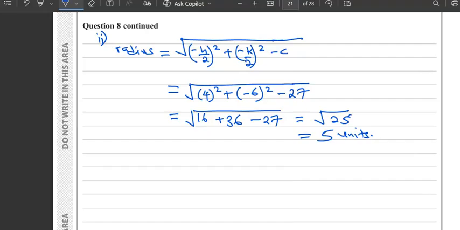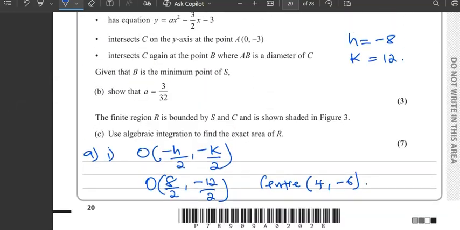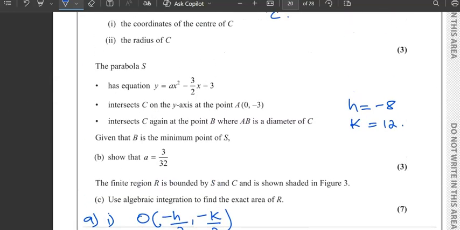We can also proceed to part B of this question. Going back to what we have in part B, it says the parabola S has equation y equals a x squared minus 3 over 2 x minus 3, intersects C on the y-axis at the point A, coordinates 0, negative 3, and intersects C again at the point B, where AB is a diameter of C, given that B is the minimum point of S.